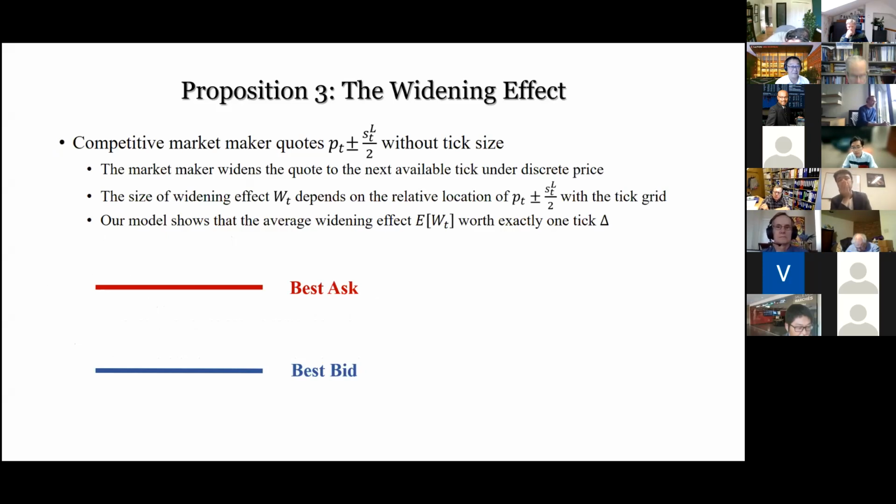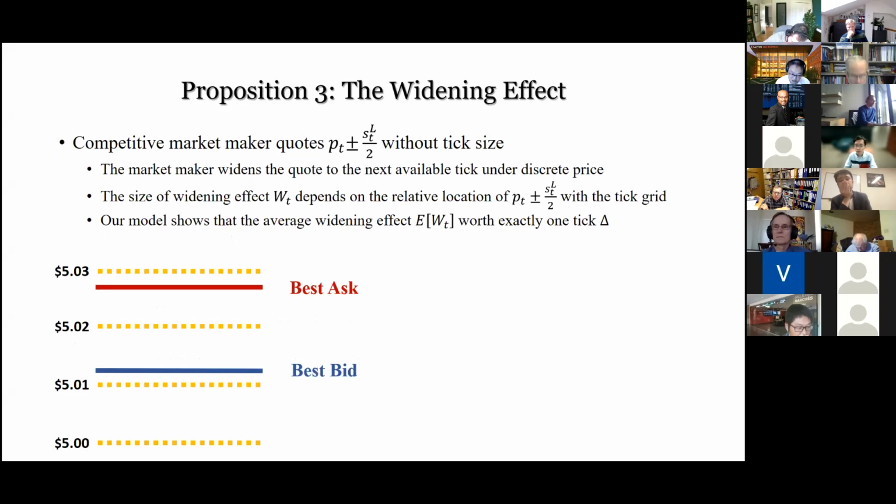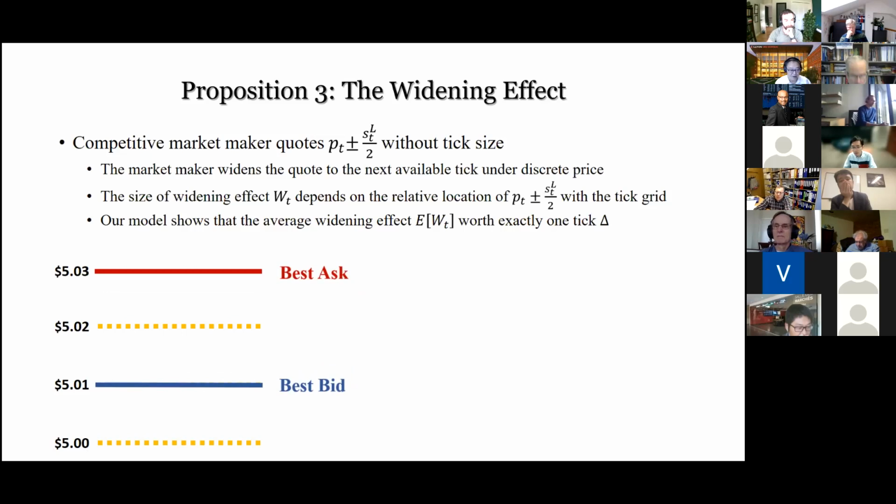Actually, it's pretty straightforward. So this is the bid-ask spread in the previous section. The tick size imposes some constraints for the market maker to quote, and the market maker needs to widen the bid-ask spread. So they cannot make it tighter, otherwise they lose money. So in this case, they widen to like a $5.01 bid and $5.03 ask. But this is just one example. It depends on how the random variable moves.